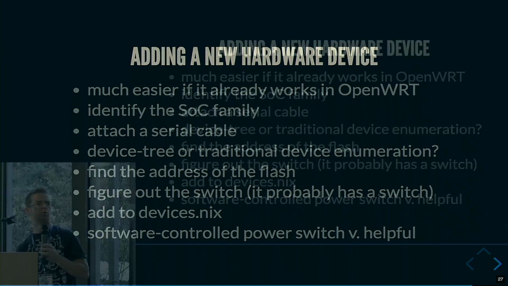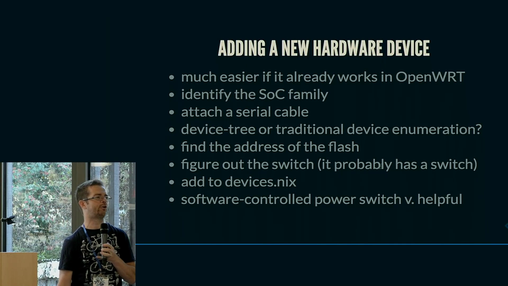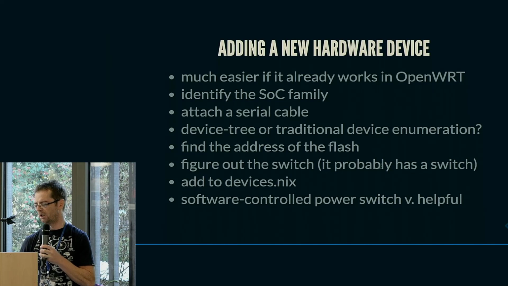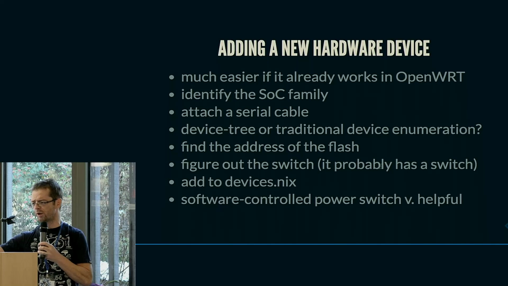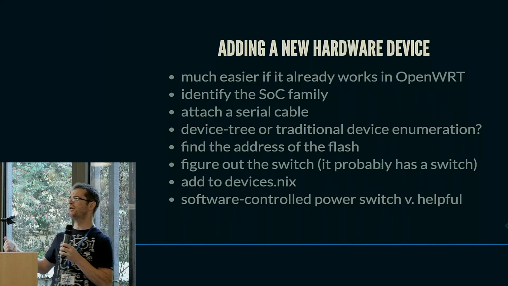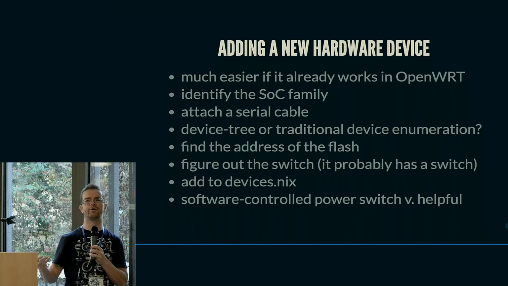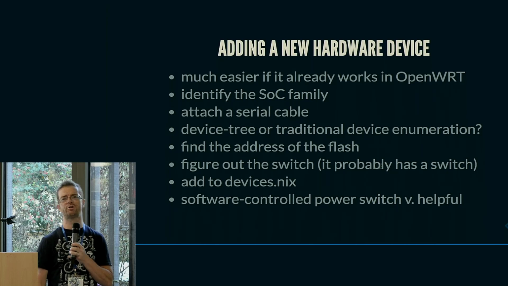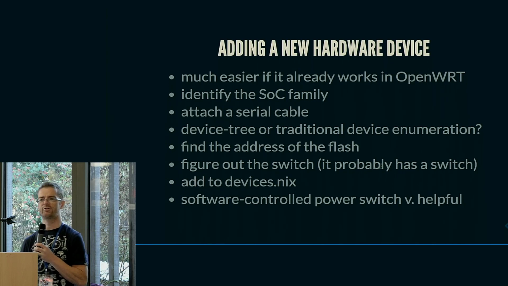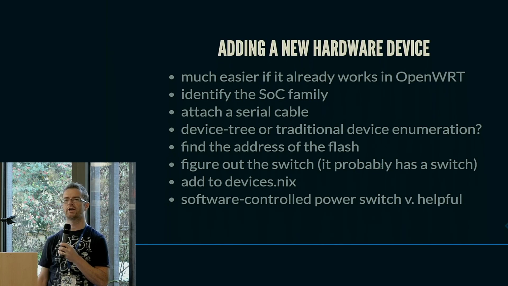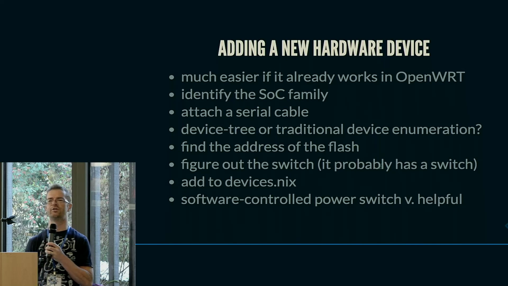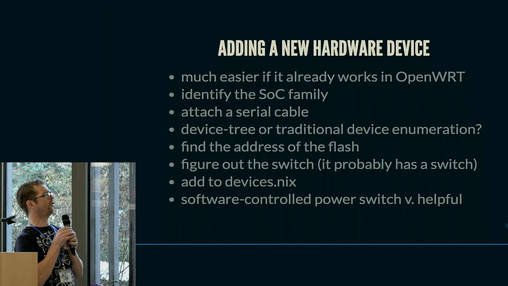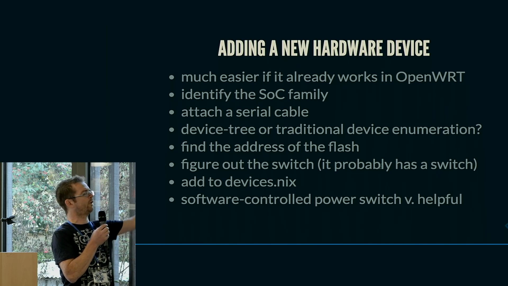I'm running out of time to talk about adding new hardware devices, which is great because this is the complicated bit, and I'm going to skim through it. New hardware devices, I think I've had it running on 4 different devices so far, which are all sort of 1 or 2 of the various MIPS families. It is much, much, much easier if it already works in OpenWRT. In fact, I wouldn't even bother trying it unless you want a project to try and build for something that isn't in OpenWRT already.